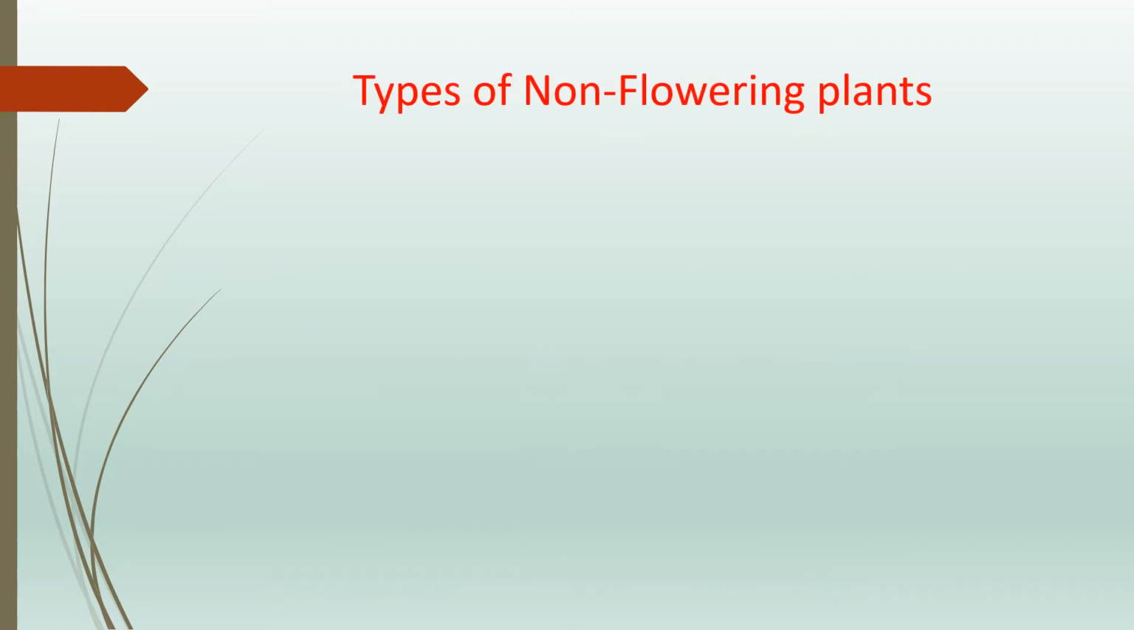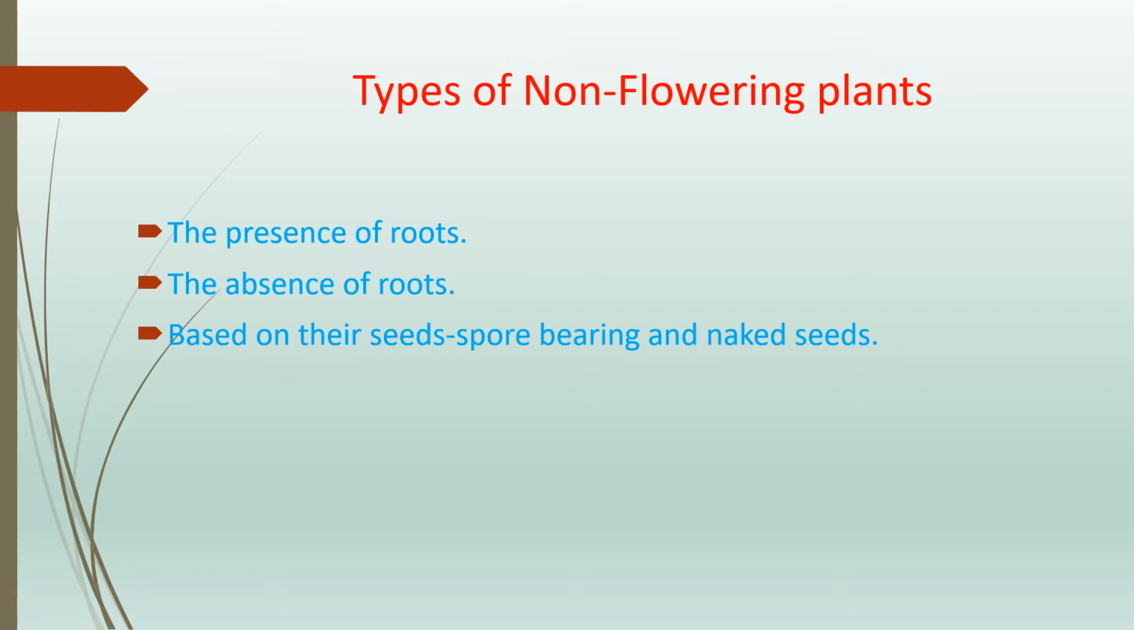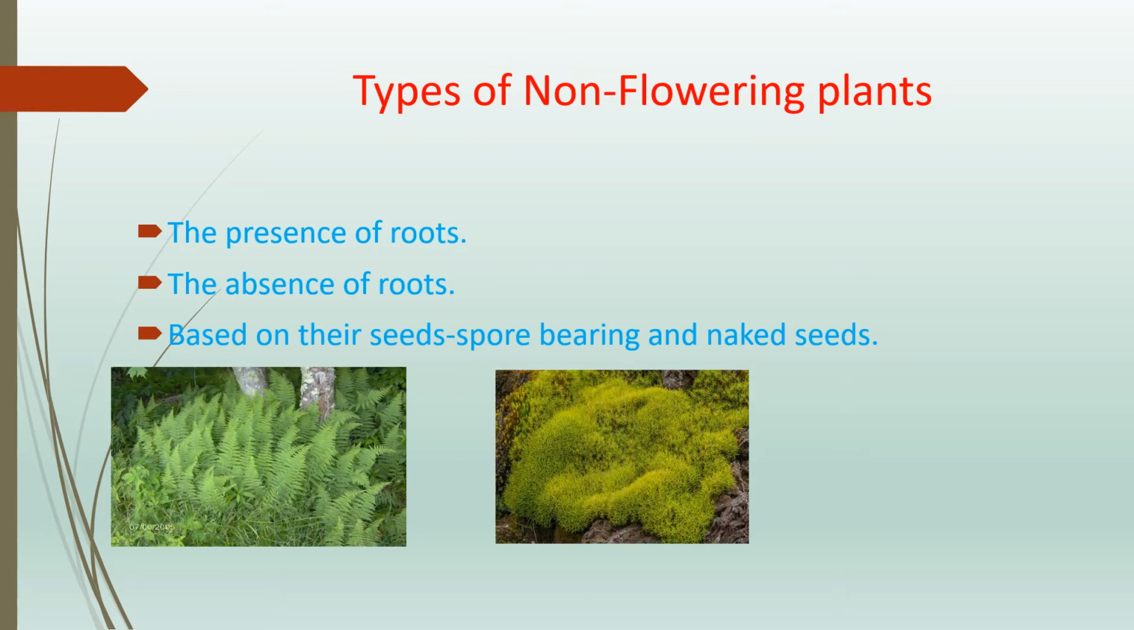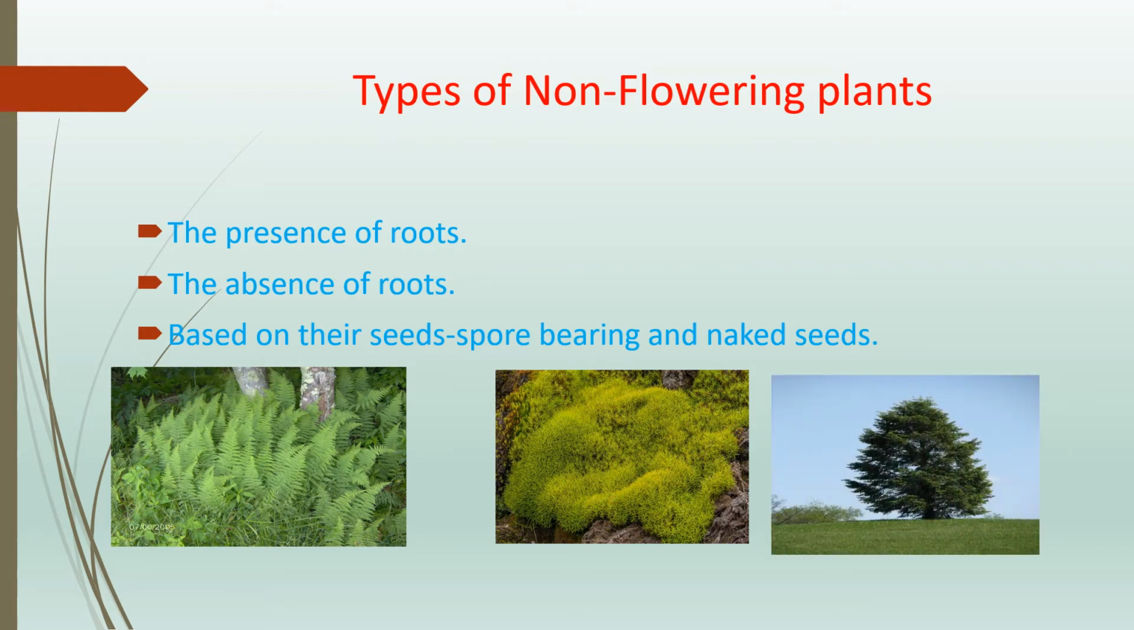There are three types of non-flowering plants. This classification was based on the presence of root, the absence of root, and based on their seeds, spore bearing and naked seeds. The presence of root, example fern; the absence of root, example mosses; and naked seeds, example conifer.